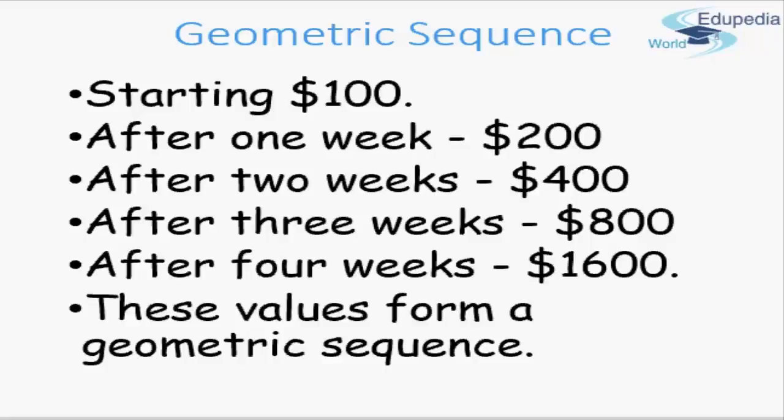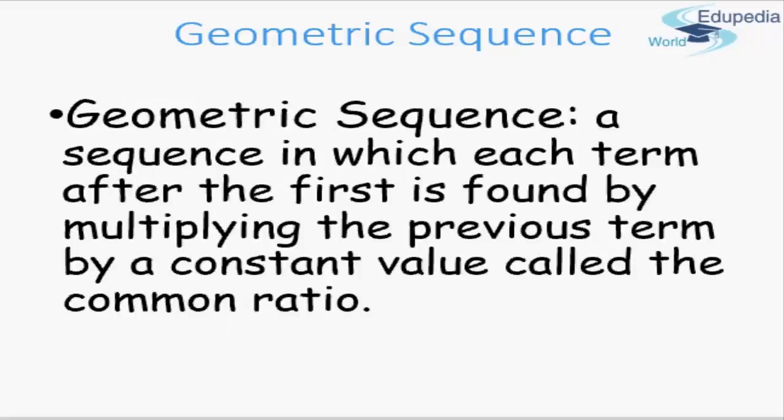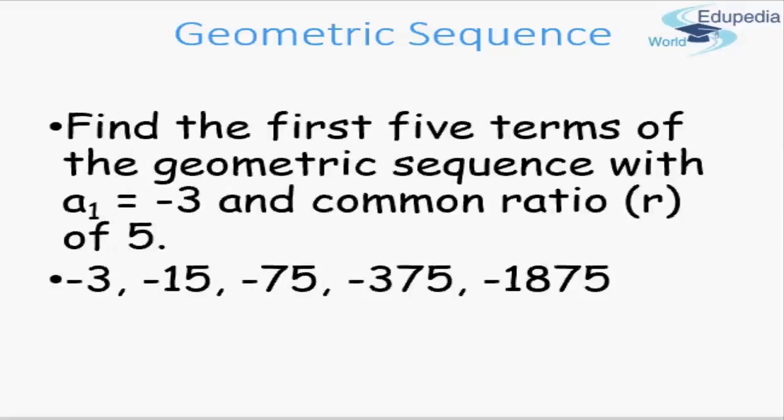So if you take the first term 100 and multiply it by 2, you get 200. Then you take the second number, multiply it by 2, you get 400. Third number, you multiply by 2, you get 800, and then 1600. So since the next term is found by multiplying the previous term, we can call it a geometric sequence if there's a common ratio between terms, just like there was a common difference in arithmetic progression. Now let's look at another example.